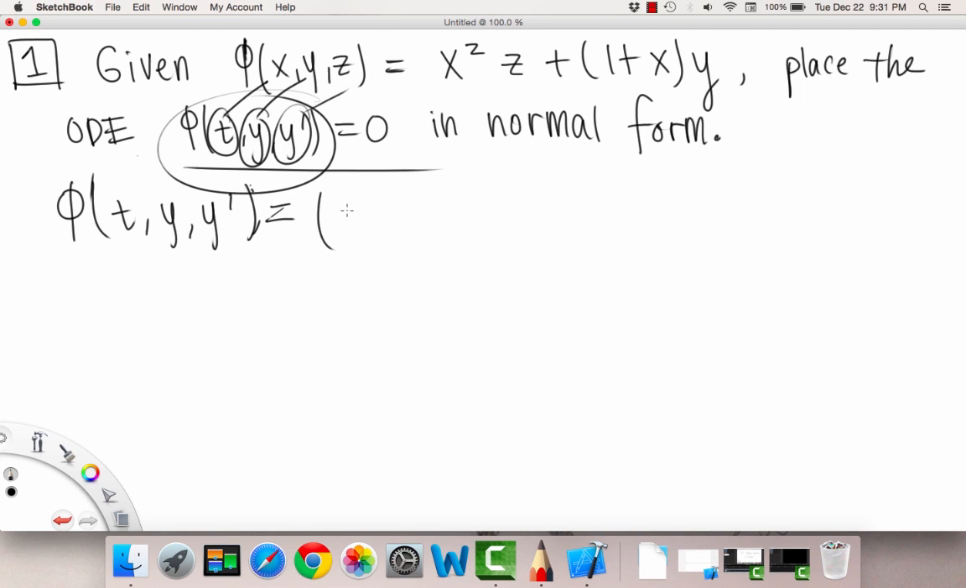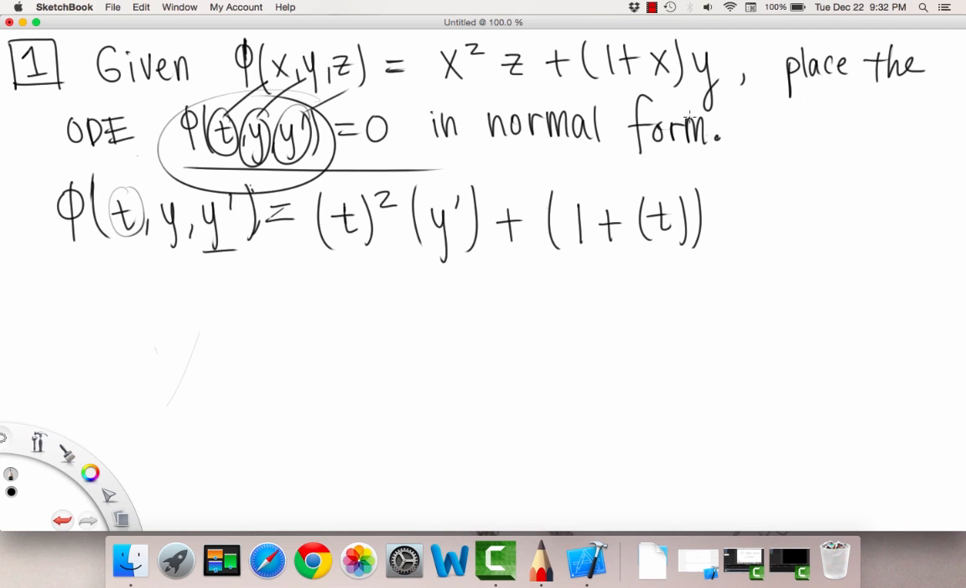so in for the x spot, we're going to plug in a t, so we have a t being squared, right? And then times z, but in the z spot, we now have a y prime. Then we're going to add it to 1 plus x, and instead of an x, now we have this t here. So we plug in a t there, and in for y, we just plug in our normal y. All right, so now this whole thing, as we were given, should be equal to 0.